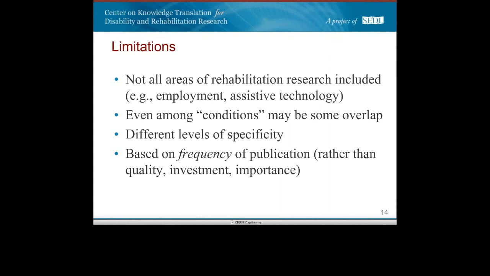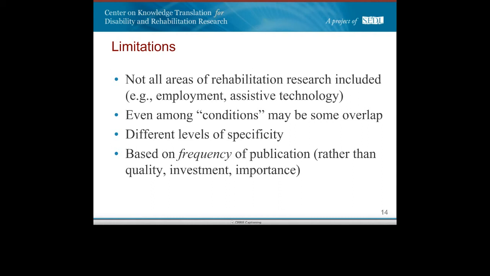Even so, some overlap may have occurred. There are also different levels of specificity. For example, psychiatric disabilities is a fairly broad topic that includes a number of more specific conditions. However, if we got rid of psychiatric disabilities, we would have lost some articles that it contained that were not in the more specific ones. And so we were trying to reduce, even if we couldn't eliminate it.